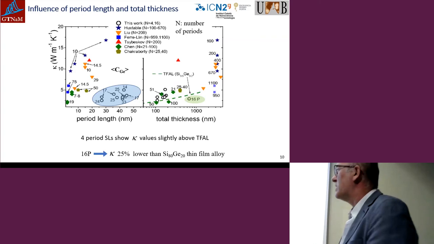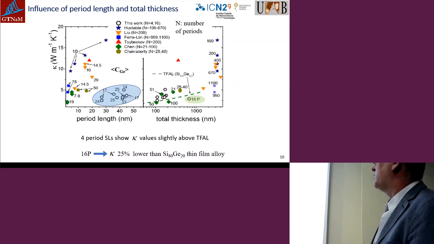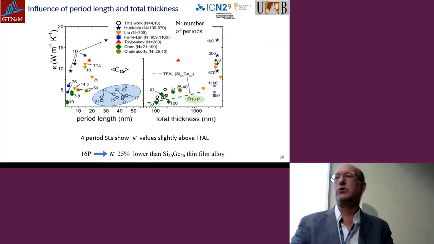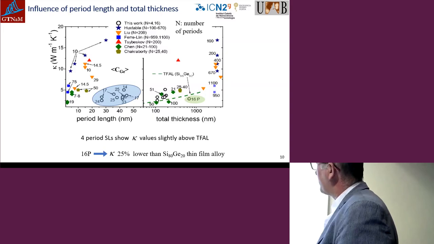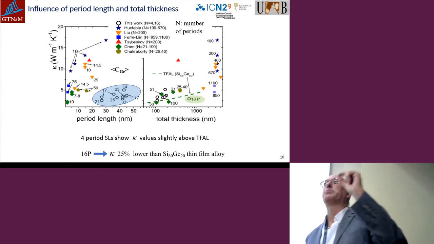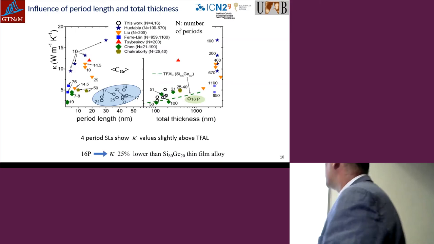So we don't beat this thin film alloy limit, unless in the case of the superlattices in which we are clearly below this thin film alloy limit. And we try to understand why with this superlattice we are able to reduce the thermal conductivity below the thin film alloy limit, and if we are able to produce other superlattices which have long periods, which we can do. These superlattices that are below the thin film alloy limit have a lot of interfaces. You see, it's 50 periods and 100 periods, and they have very small periods. The period of this superlattice is around 3 to 5 nanometers, much smaller than the ones that we are using in our case.